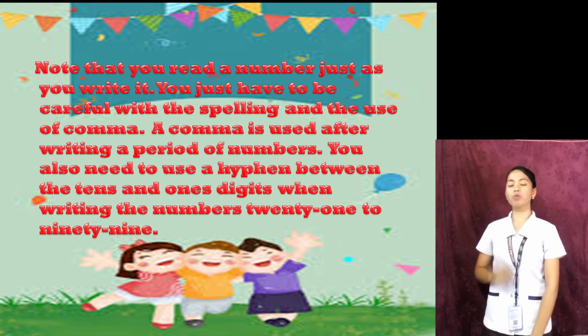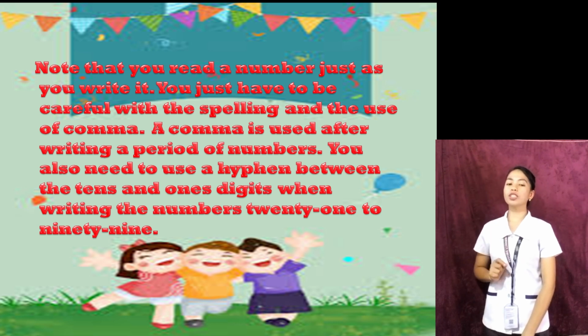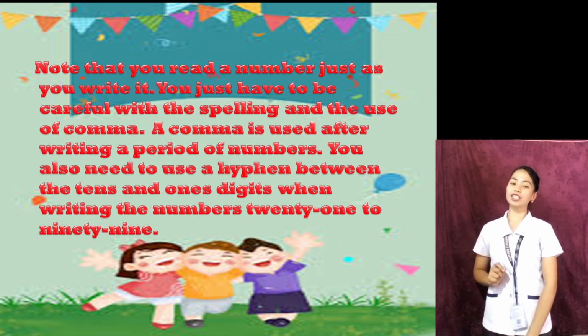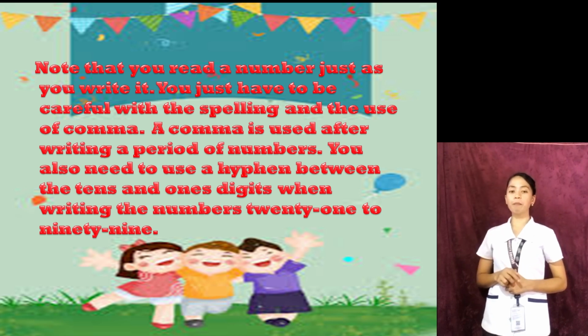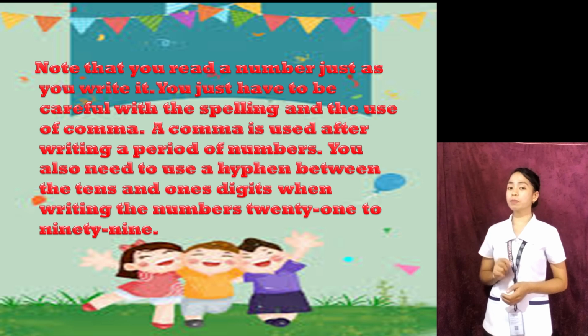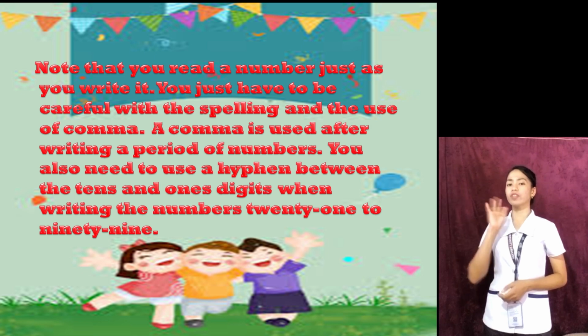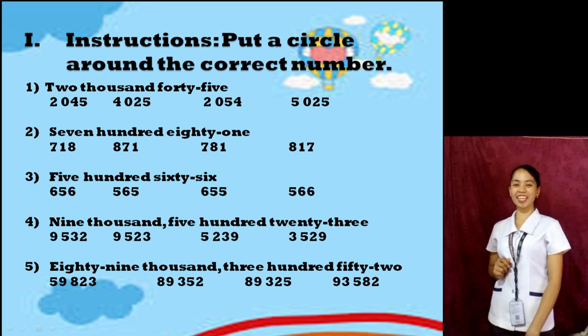So numbers from 21 to 99 are written with a hyphen. Don't forget that. You also need to use a hyphen between the tens and ones digits. Remember, when reading and writing large numbers, use commas or spaces to separate the digits into groups of 3. I believe that you listened well during the discussion. So now, let's have an activity.